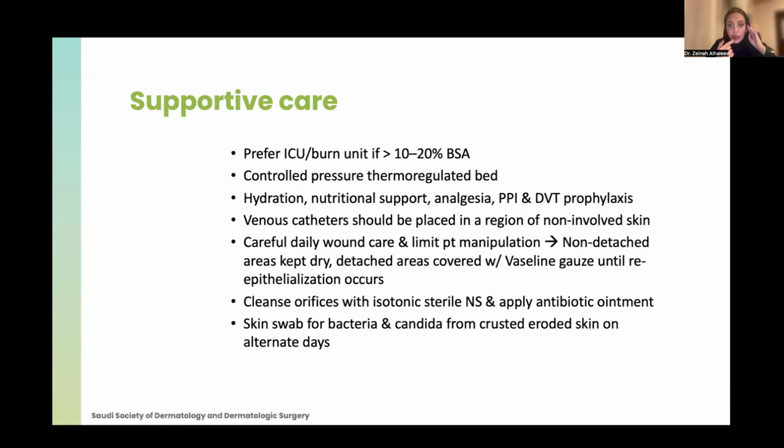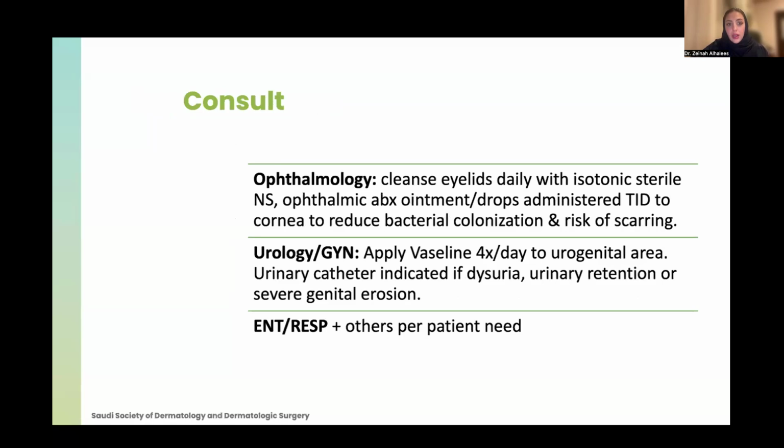In terms of orifices, you want to clean them with NS and you want to apply antibiotic ointments. So nasal mucosa, oral mucosa, as well as genital mucosa, and you want to swab periodically for bacteria and candida from the crusted skin lesions on alternate days. Again, don't forget to consult ophthalmology. They may use ophthalmic antibiotic ointments as needed. And then there is something called the amniotic membrane, which they can use on eyes, and it can help prevent the cornea from scarring, basically. So they can sometimes help with that.